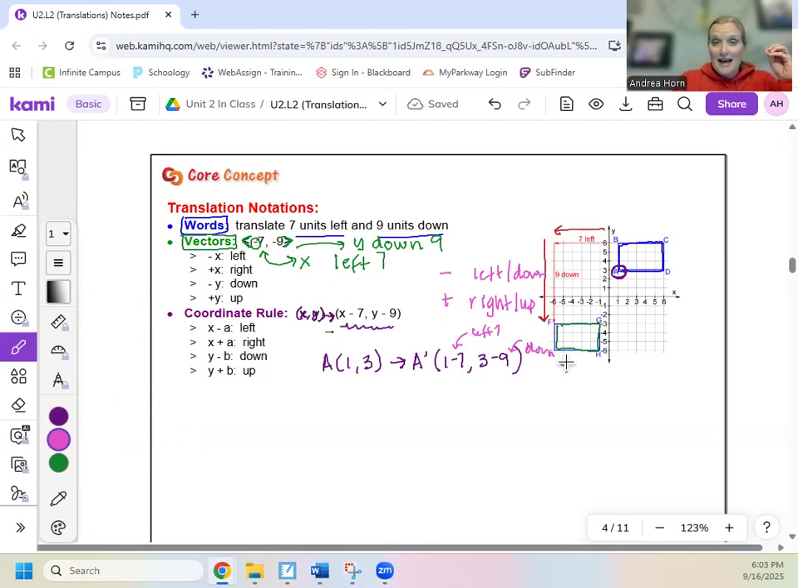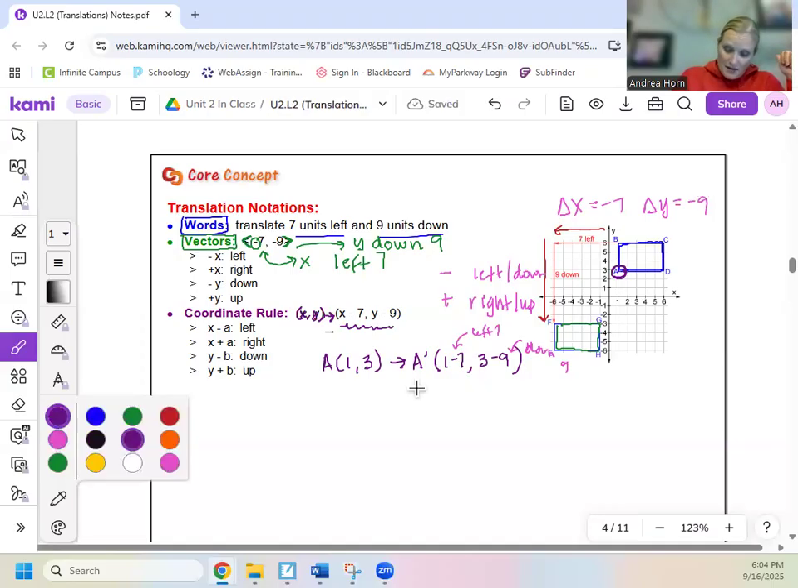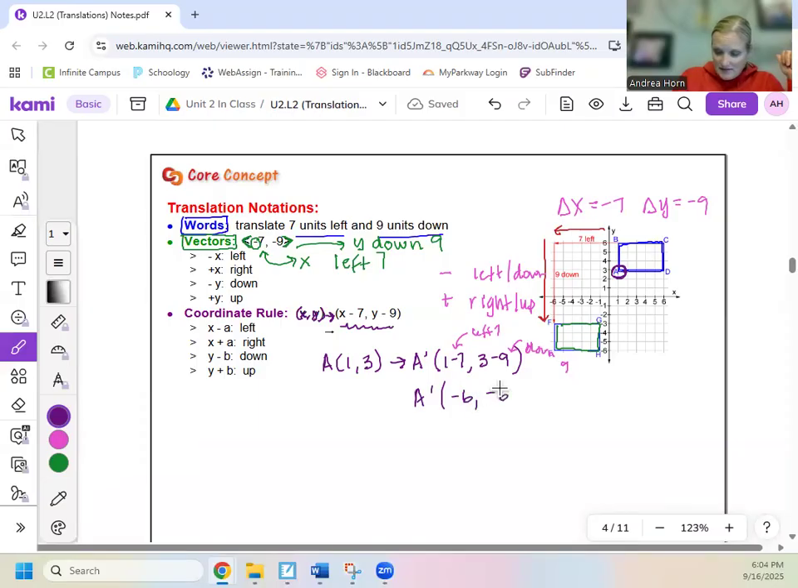Okay. So again, just like the vectors, the sign is telling us our change in direction, because remember, our change in X in this case is -7. Our change in Y in this case is -9. So this is telling me -9 and -7. So that means that A prime is going to end up at -6, -6.